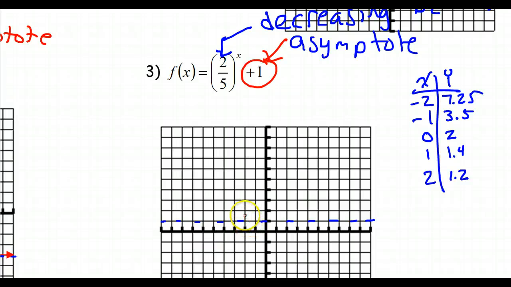-2 is 7.25. All right, so it's 7.25. -1 is 3.5, so there's 3.5. 0, 2. 1 is 1.4, it's a little less than half. And 2 is 1.2, so that should just be just above the line. All right, just draw a smooth curve through those, and that's it. All right, this graph is going to look like this.